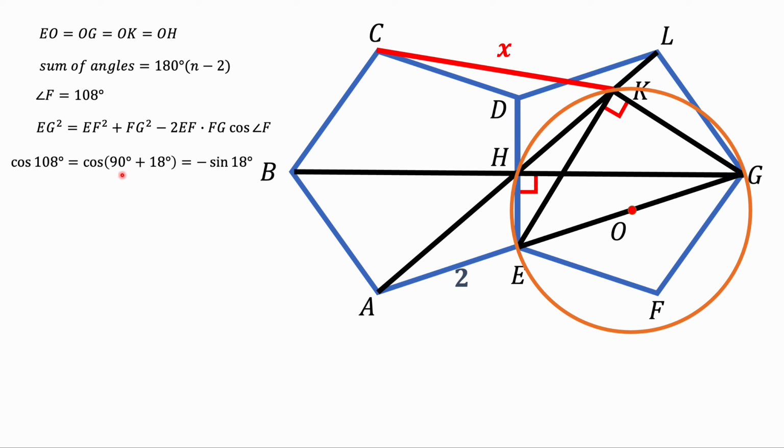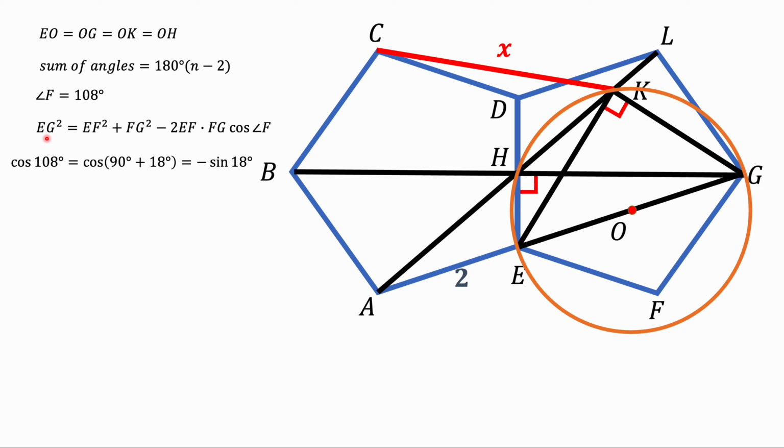108 degrees is actually 90 degrees plus 18 degrees. And there's a well-known formula in trigonometry that gives us the cosine of 90 degrees plus something. That's actually equal to minus sine of that something. In this case, it's sine of 18 degrees. So if we find sine of 18 degrees, we can find cosine of 108 degrees, and we can find EG.